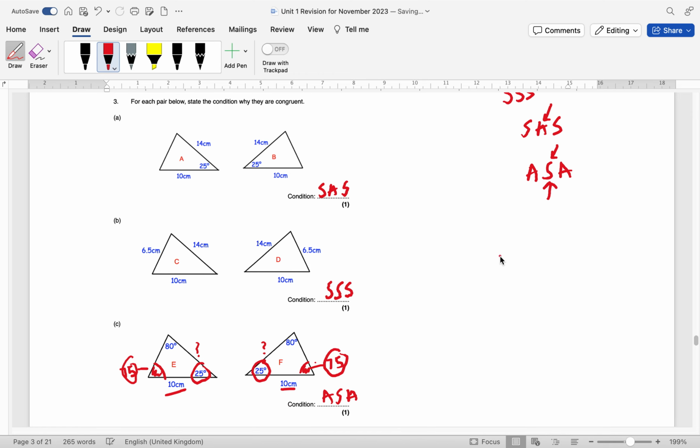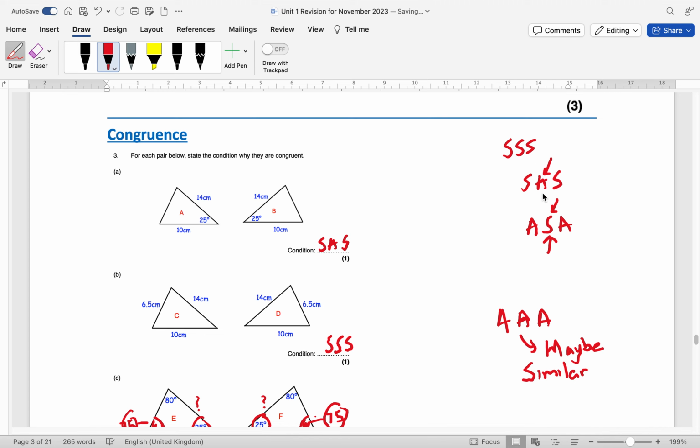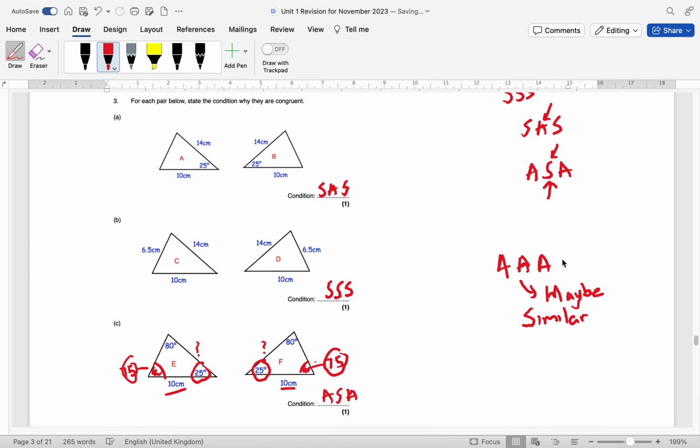Sometimes they'll give you AAA, three angles the same, and ask, are they congruent? And the answer is maybe, right? However, all three angles tells you is that they're similar. One might be a bigger version than the other. So they may be congruent, they may be the same, but AAA doesn't prove they're congruent, whereas SSS, SAS, and ASA do prove they're congruent.